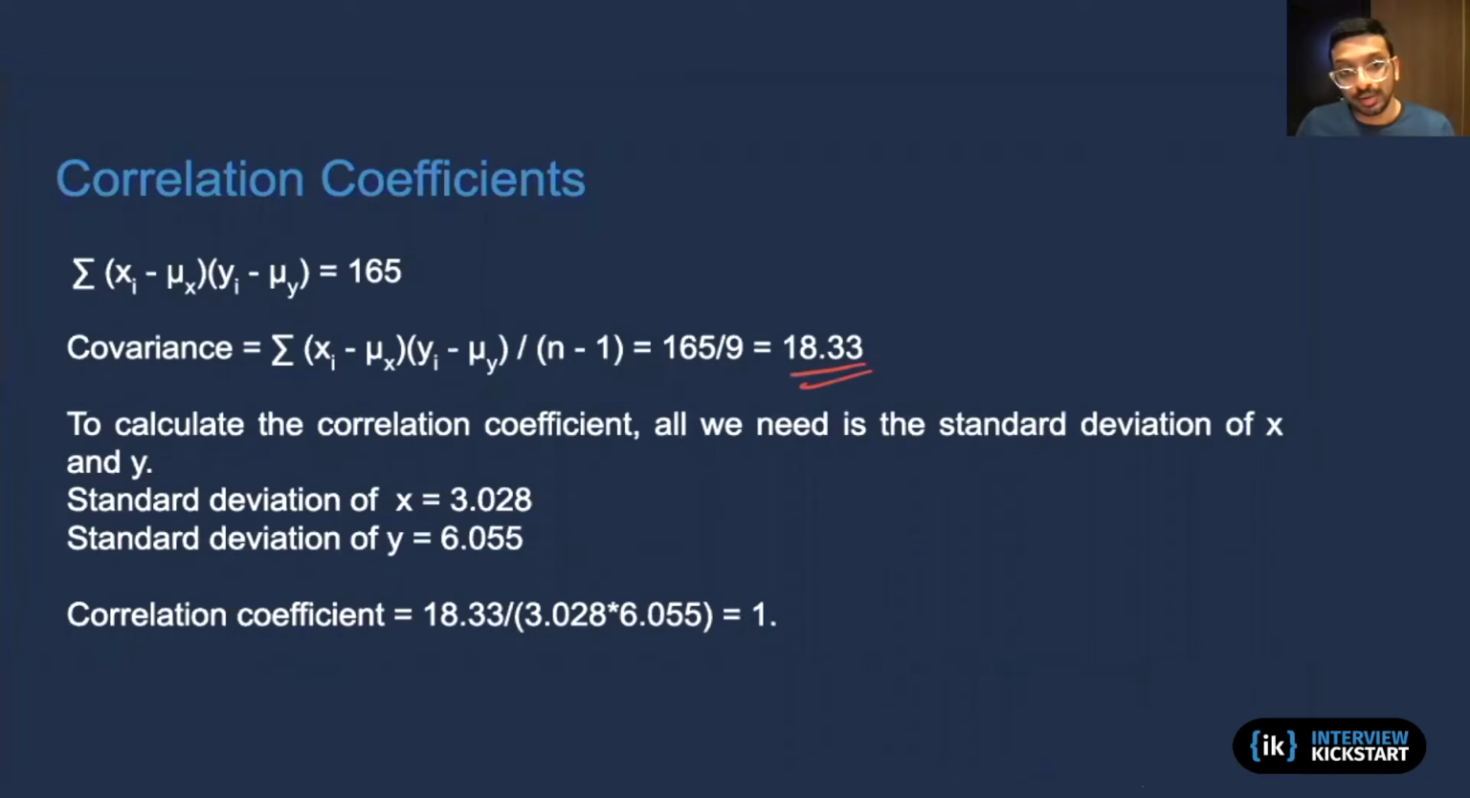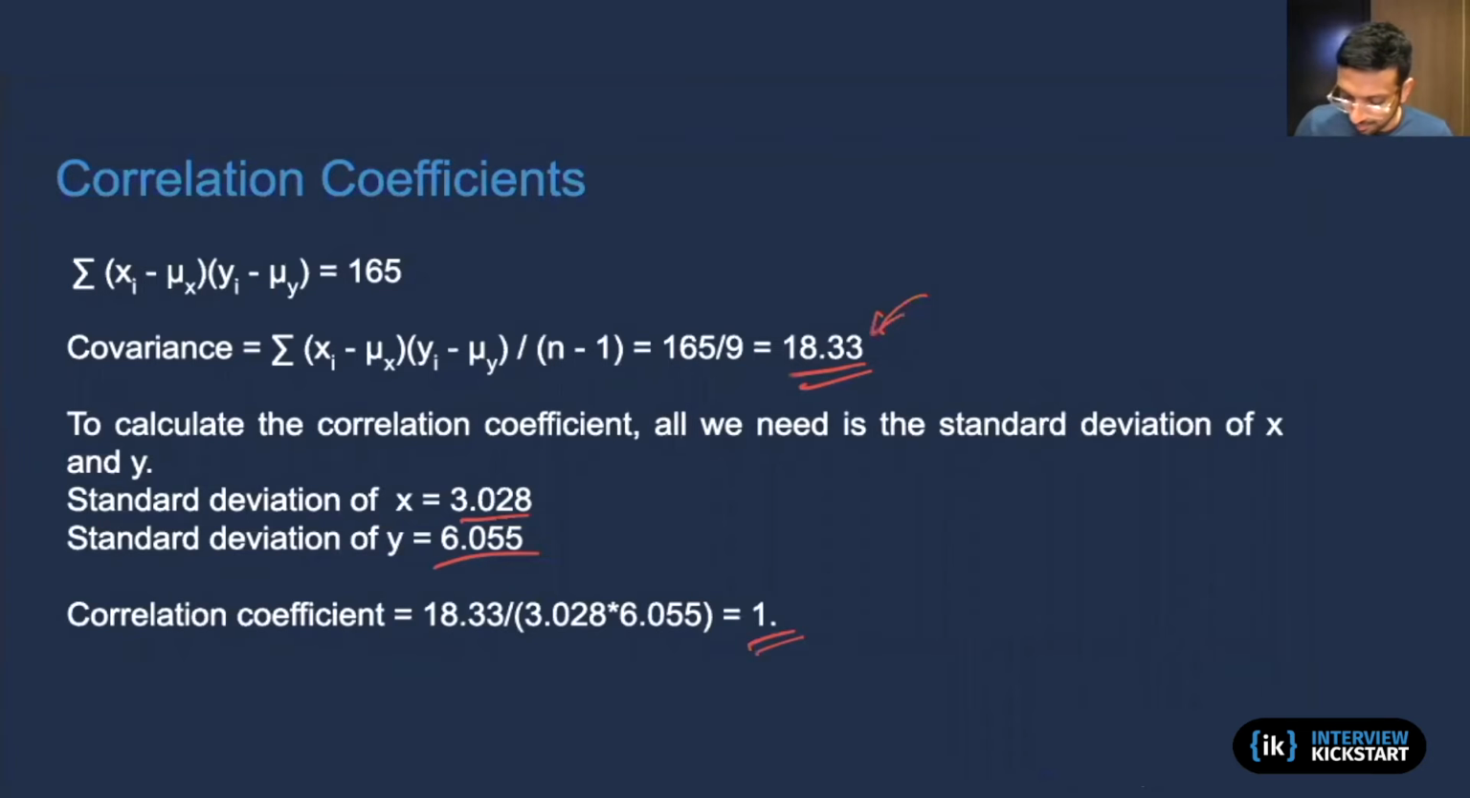And then in order to calculate the correlation coefficient, what we're going to need is the standard deviations of x and y. And it turns out the standard deviation of x, if we were to calculate from the table, is 3.028. The standard deviation of y is 6.055. And if you were to divide 18.33, which is the value obtained here, by each of these two values, we're going to get 1.